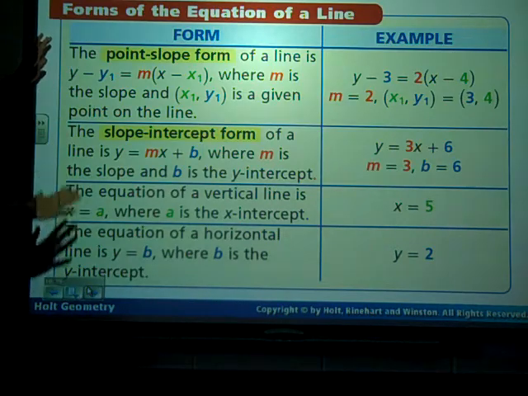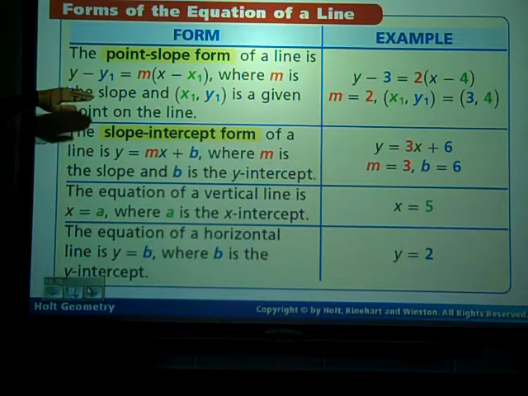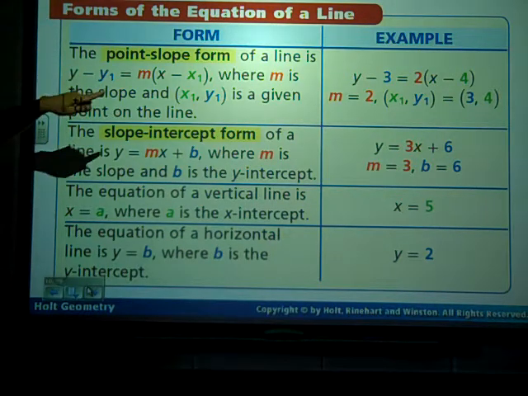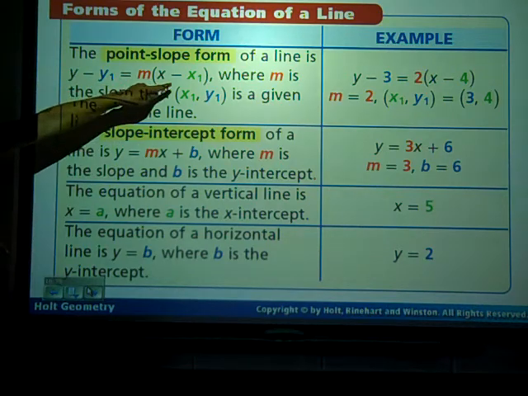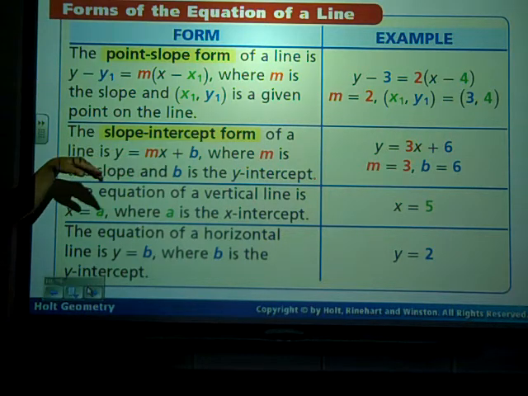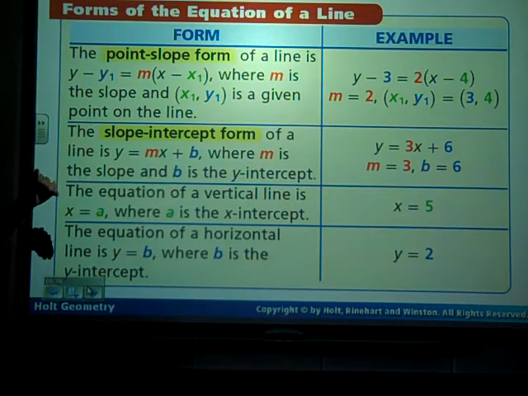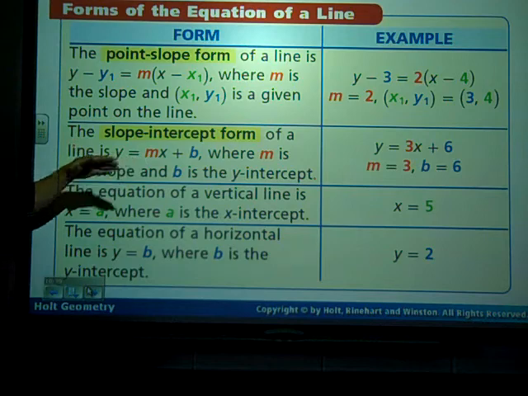So this should be in your notes. It's in your book. Point-slope form, y minus y sub 1 equals slope times x minus x sub 1. Here's some examples. x sub 1, y sub 1 is a point on the line. There's lots of points on a line, so you can have a lot of equations describing the same line that look different. Slope-intercept form, y equals mx plus b. Well, in this case, m is always the slope and b is the y-intercept. So if it's in this form, we will recognize a line.